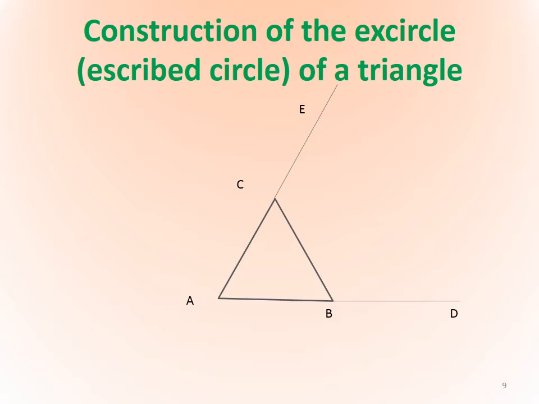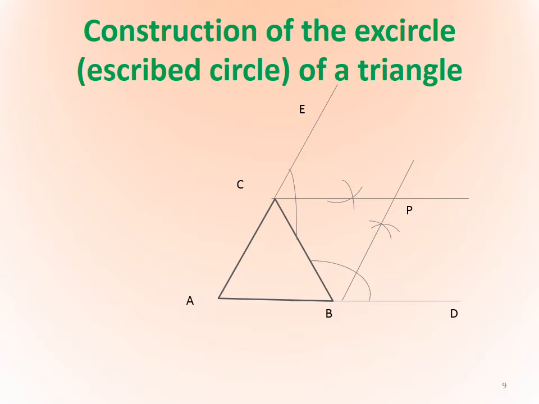First, I'll draw the angle bisector of the angle CBD. Draw an arc here and draw two intersecting arcs. Now, draw the straight line. Then, I'll draw the angle bisector of the angle BCE. Draw an arc here and draw two intersecting arcs. Draw the straight line. Name the point of intersection of the two bisectors as P.